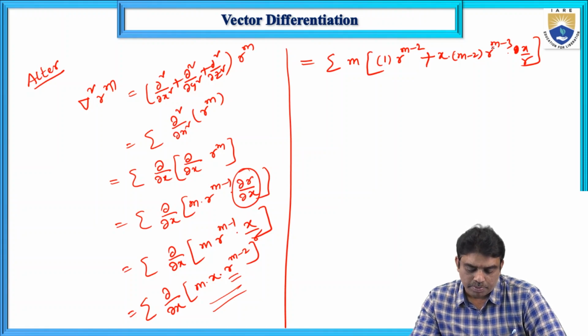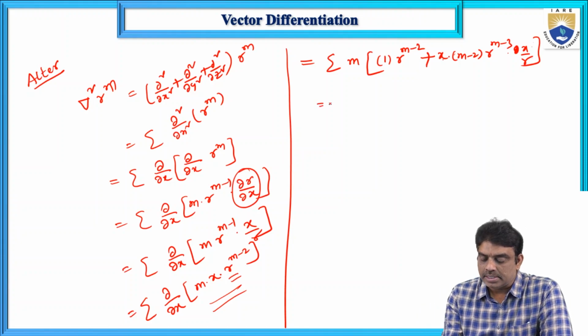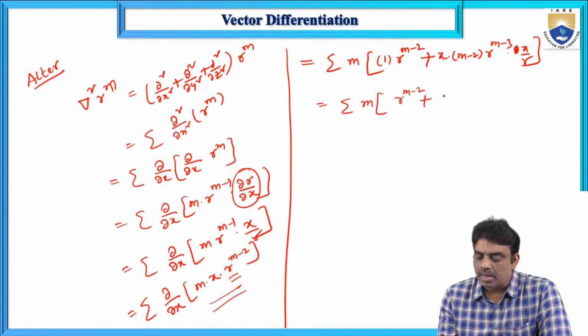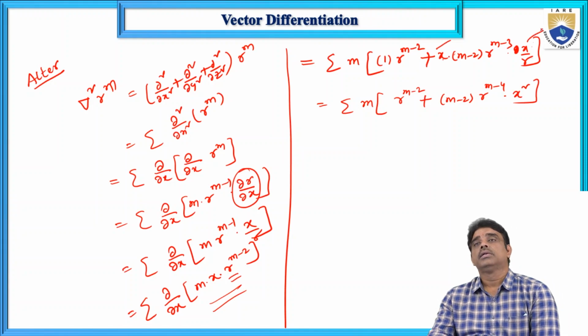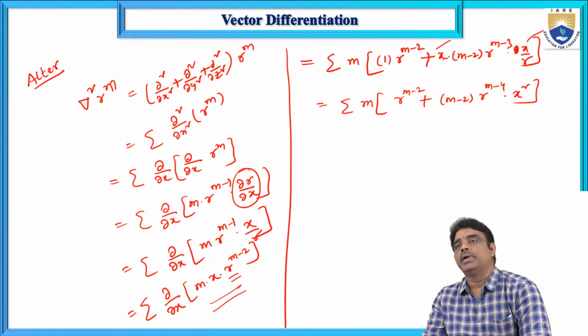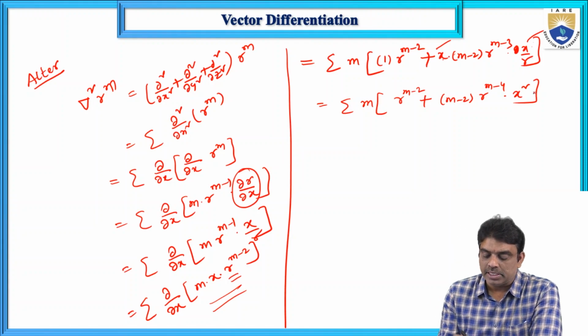M minus 2 into r power m minus 3 into x by r, because dou x by dou r. So x is already there, so that is as it is. Summation m into r power m minus 2 plus here m minus 2 into r power m minus 4 into x square. So here x is there, x square. And here r power m minus 3. In the denominator you have r, I'm writing in the numerator r power m minus 4.